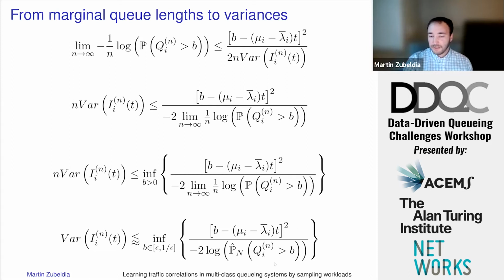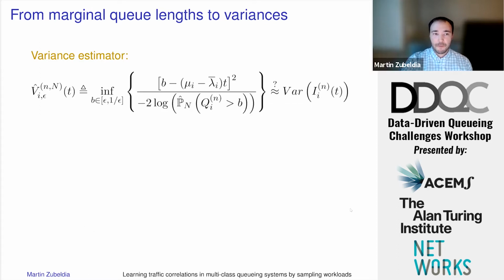We have an empirical distribution, and we have an infimum. So that's the estimator for our variance that we're going to use. So we get v hat, and this is this infimum. So for every t, you just find the infimum, and that's what we hope is the variance, so that it converges to the variance.